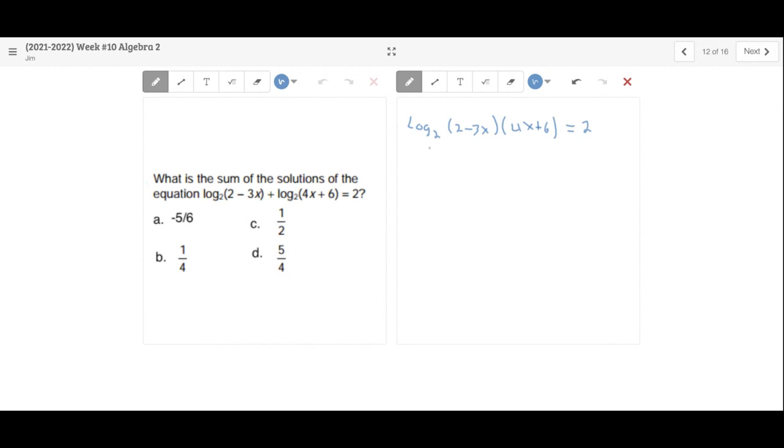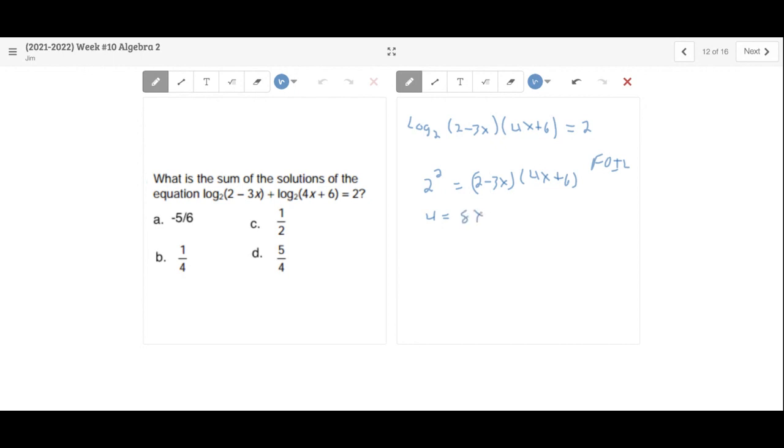So now it's a logarithm. So I'm going to rewrite it as an exponent. So this is going to be 2 to the second power, which is 4, is equal to 2 minus 3x times 4x plus 6. And I'm telling you, I didn't put any problems like this on your assessment. So I have to FOIL this. You have to FOIL this thing.